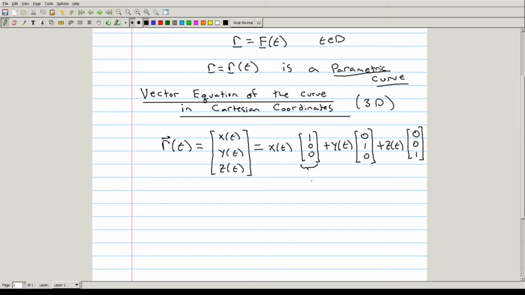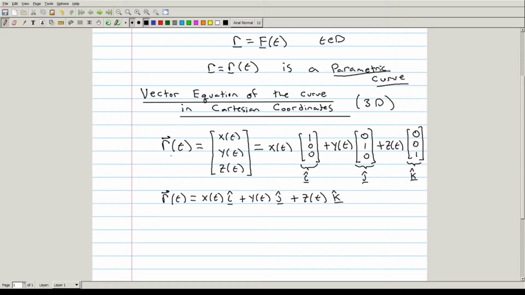Typically, notation-wise, we can call this vector i hat, this vector j hat, and this vector k hat. So another equivalent notation for R of t for any vector parametric curve, or a vector valued function that's valued in three-dimensional space, would be x of t times i hat plus y of t times j hat plus z of t times k hat.